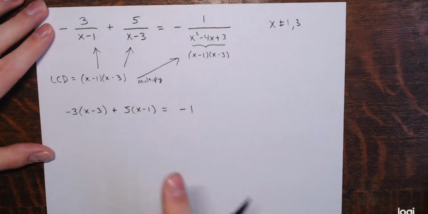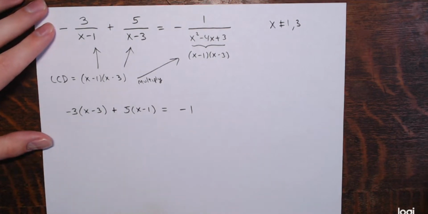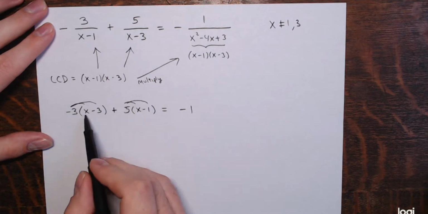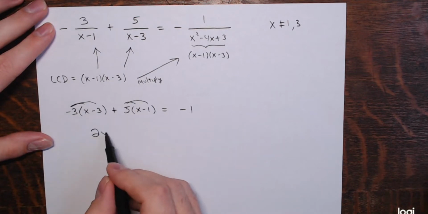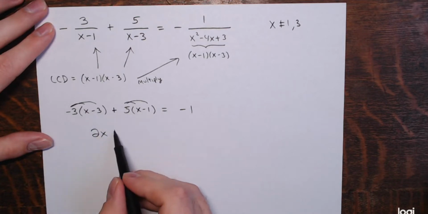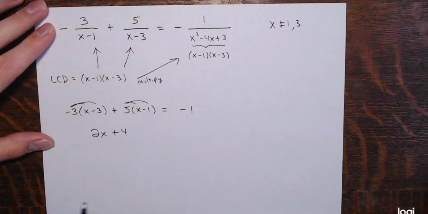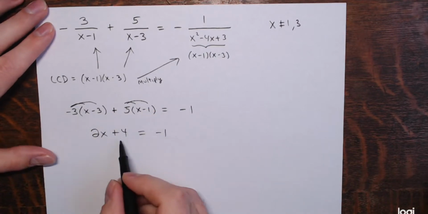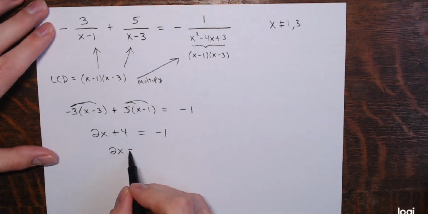And I solve this equation here. So distribute the negative 3, distribute the 5. Now negative 3x plus 5x is 2x. And then positive 9 minus 5 is plus 4. All right, 9 minus 5 is 4. So I have 2x plus 4 equals negative 1. Subtract 4, you have 2x equals negative 5. Divide by 2, x equals negative 5 halves.